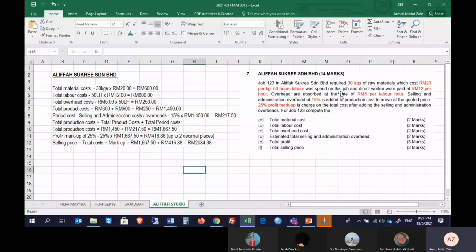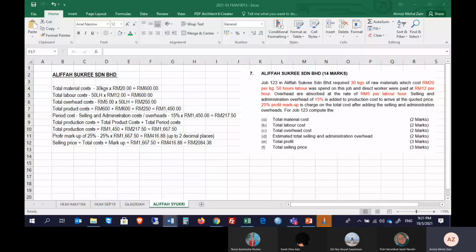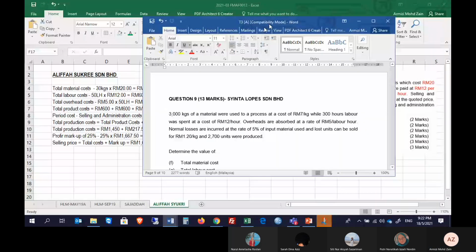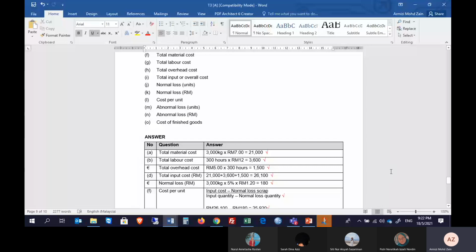Okay, done. Settle. Alpha Shukri. Okay. Question 8, 9, 10. Question 8. Kita dah siap 2. 8, 9, 10, 11. Okay. Kita dah settle soalan ni. So, esok malam kita akan ada kelas lagi. Esok malam. Ini jawapan. Okay.